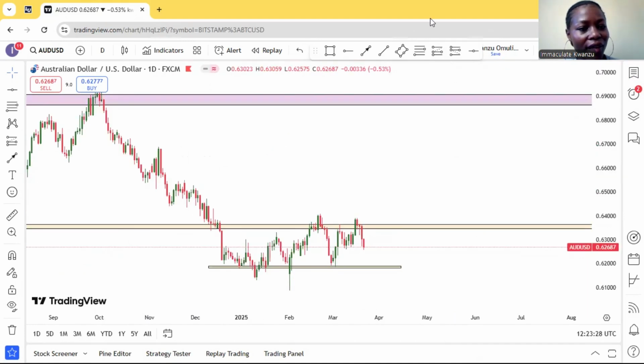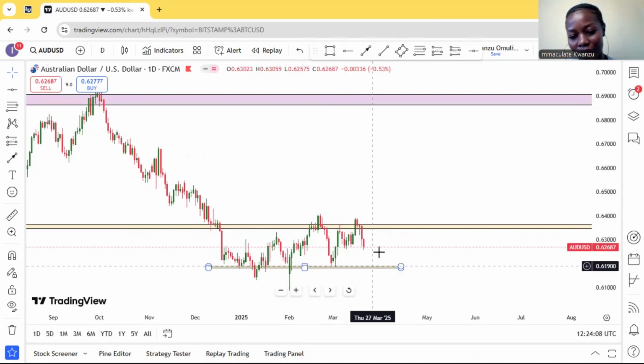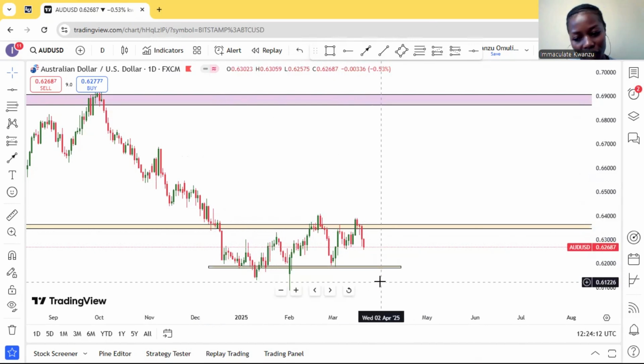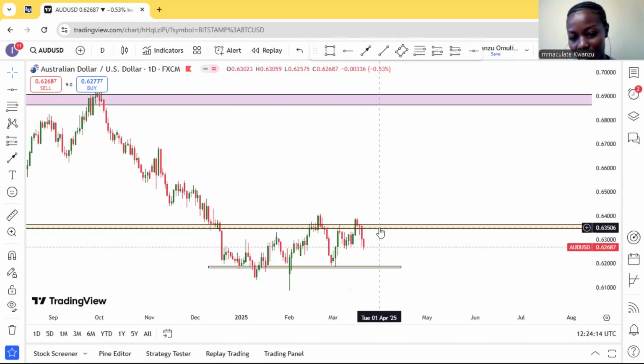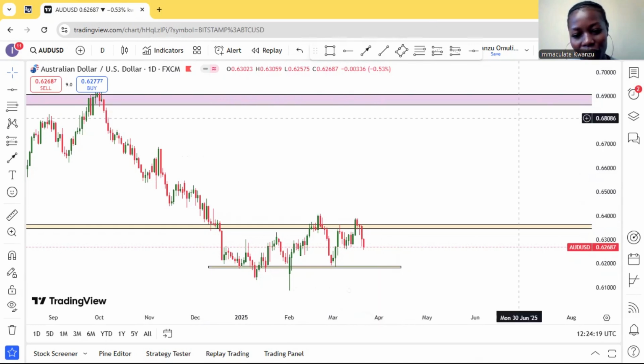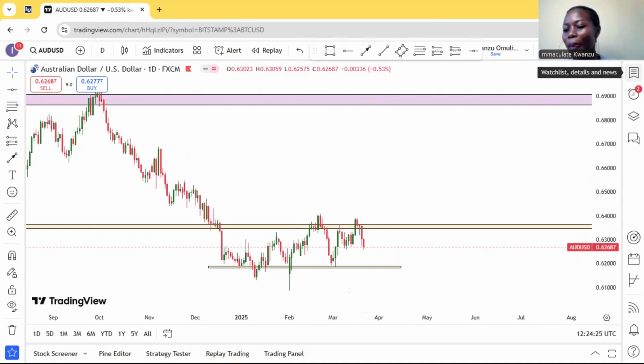So next, let's look at the Australian dollar. And for me, I don't have much to say about the Australian dollar. What I'm gonna look out for is these two levels. I will just take this as a range. So the break of this level downwards for bears, or the break of this level upwards for bullish, right? That's the only thing I'm looking for at the moment. The in between, I will not look for opportunities in that range.